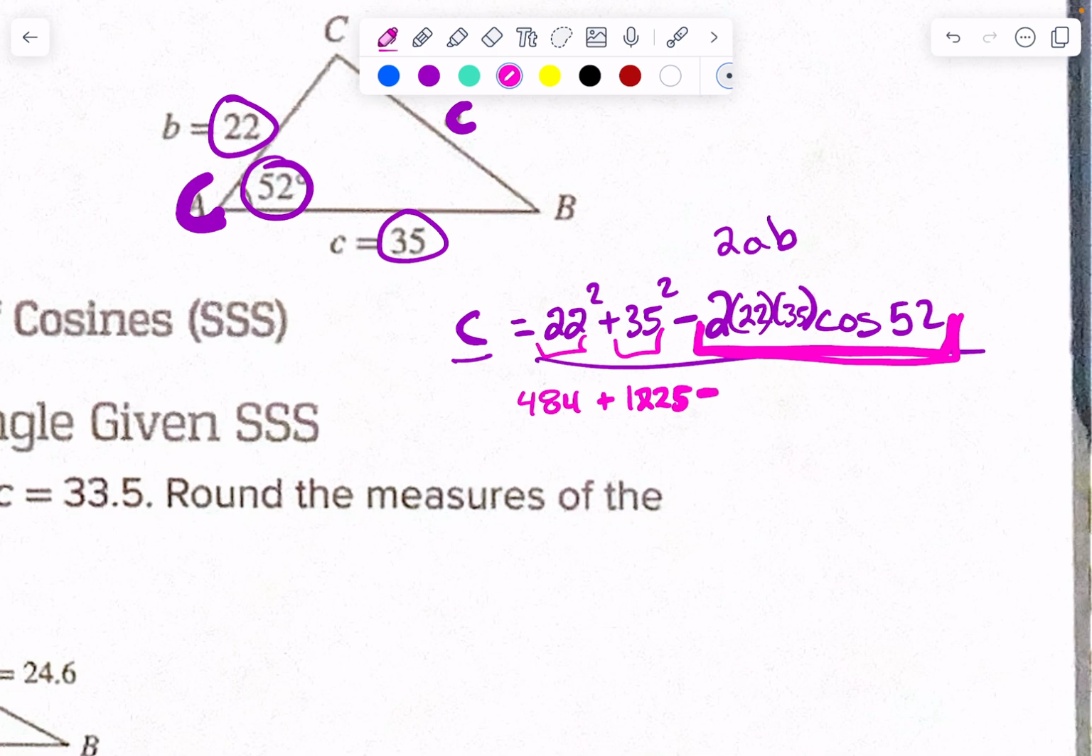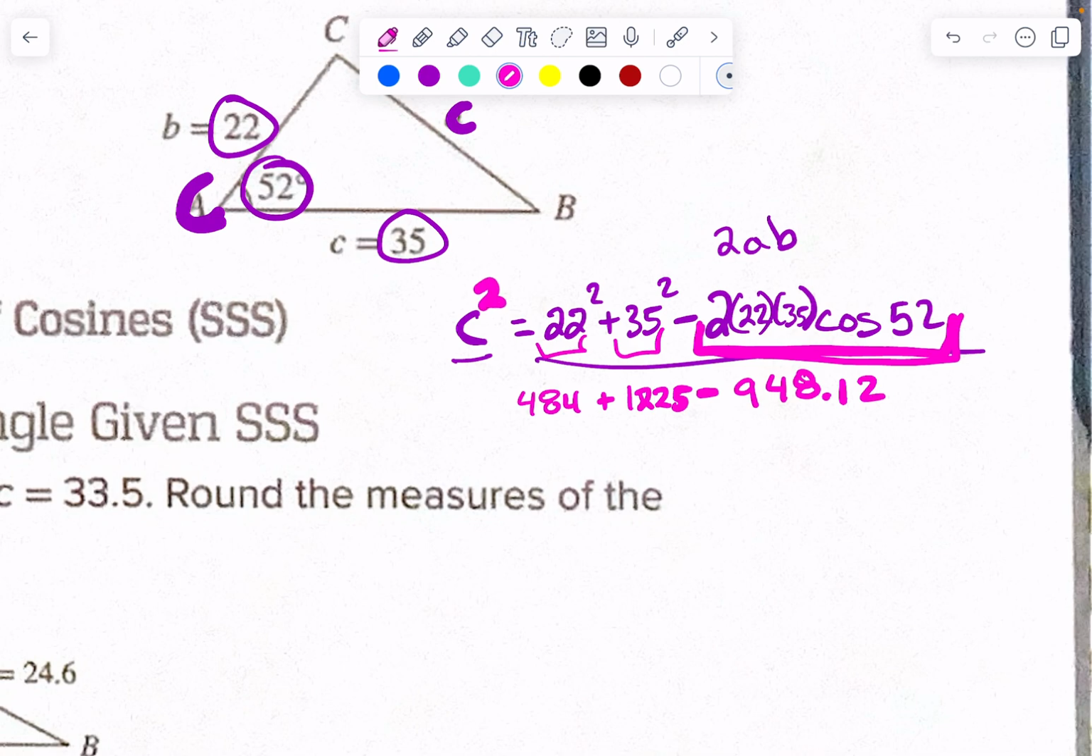Minus, okay, I have to do this backwards, so I have to do cosine of 52 first. And then I'm going to take it times the other guys. So times 35, and then I'm going to do some stuff in my head. I'm going to take it times 44, because that's what 2 and 22 would be. All right, and this is minus 948.12.